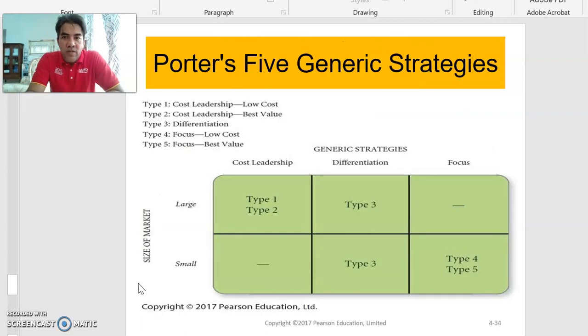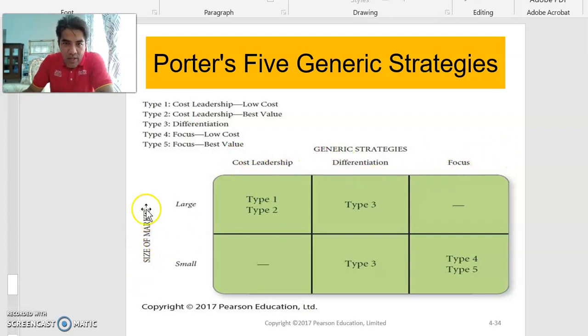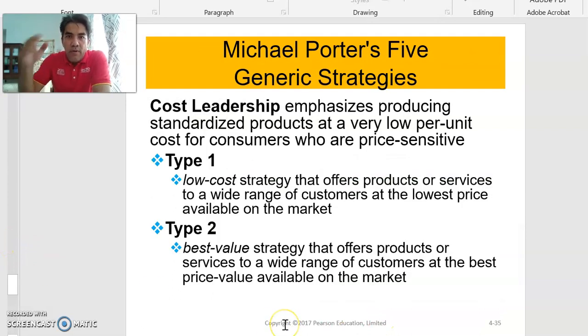There are 2 axes. Number one is based on the types of strategy, and the other is based on the market size, whether it is small and very focused, or very large. So that is the criteria. For cost leadership, type 1, low cost strategy, it offers products or services to a wide range of customers at the lowest price available on the market.